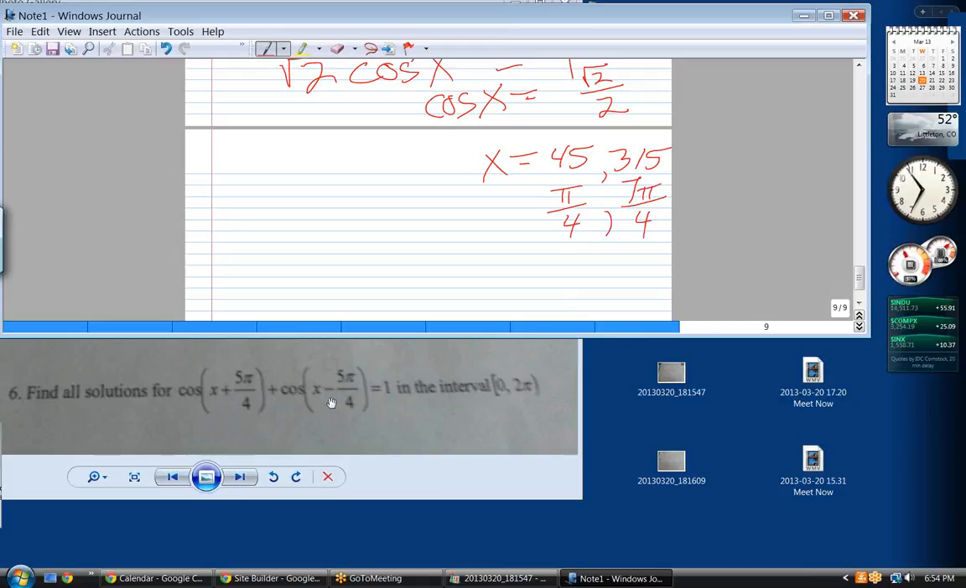Now, we kind of have to go back and check both of those solutions. Whenever you come up with two solutions, it's a good idea to check. We're going to check pi over 4 first. So we've got pi over 4 plus 5 pi over 4. That's 6 pi over 4, that's 3 pi over 2. So that's the first part, plus cosine of pi over 4 minus 5 pi over 4, which is the cosine of negative pi. Okay. So what's the cosine of 3 pi over 2? 0. Here's our cosine curve.